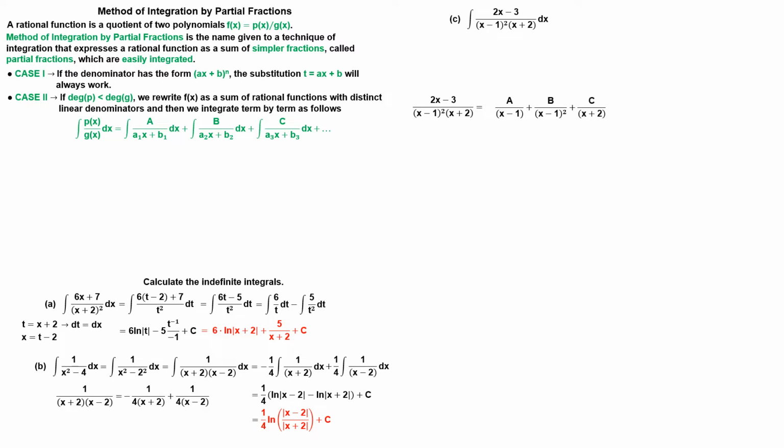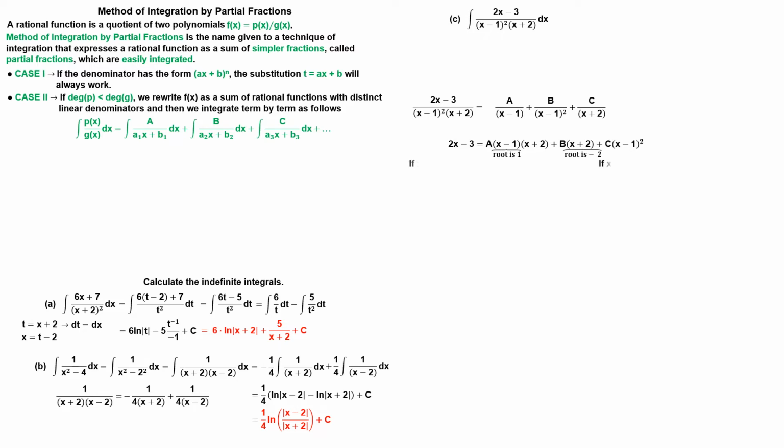So the x minus 1 in the denominator has a power of 2. So we get two partial fractions for the x minus 1, for the powers of 1 and 2. The x plus 2 has a power of 1. So we get one partial fraction for that factor. We now multiply both sides of this equation by the denominator of the left side.